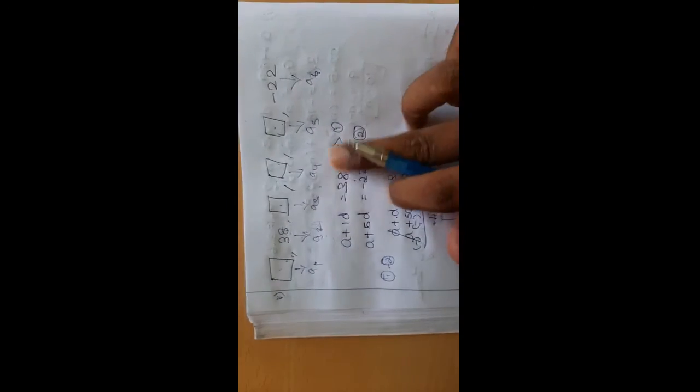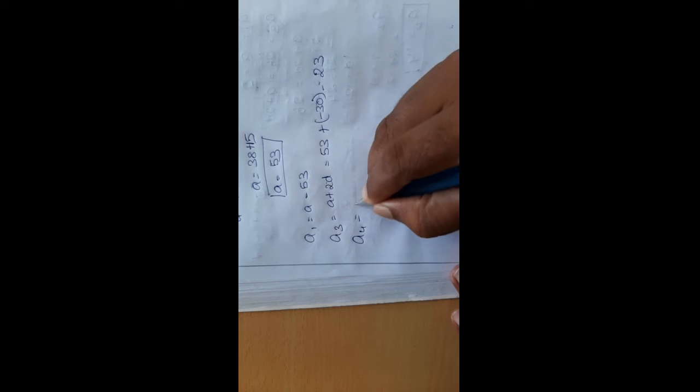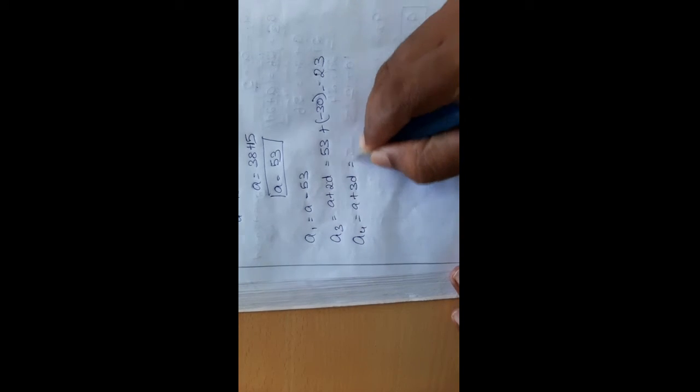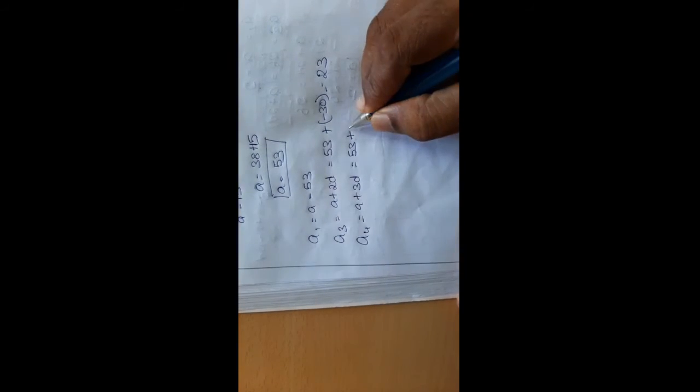Next, a4 and a5 we have to find. So a4 will be represented as a plus 3d, that is 53 plus 3d.